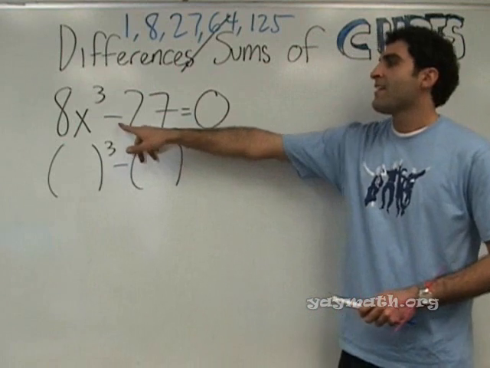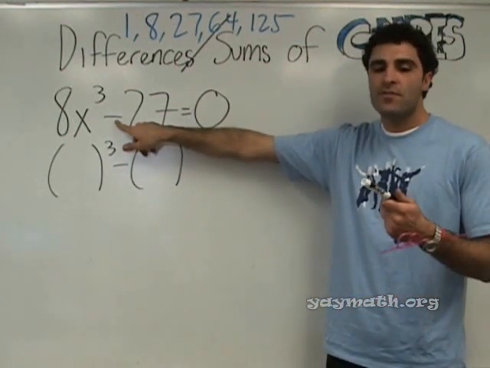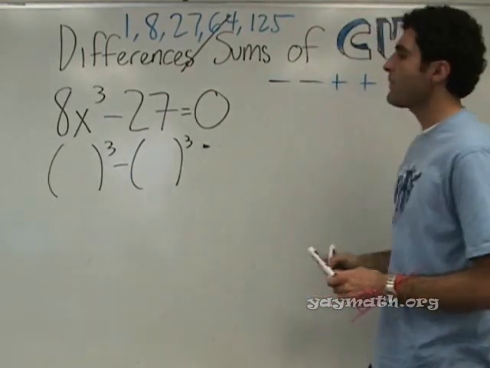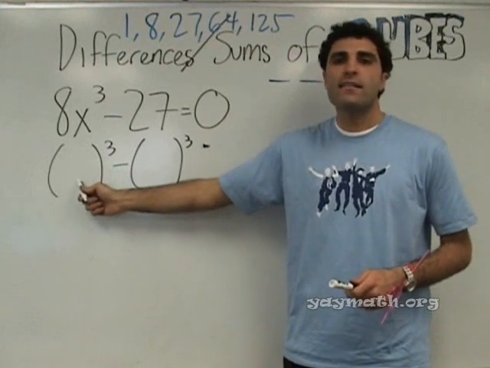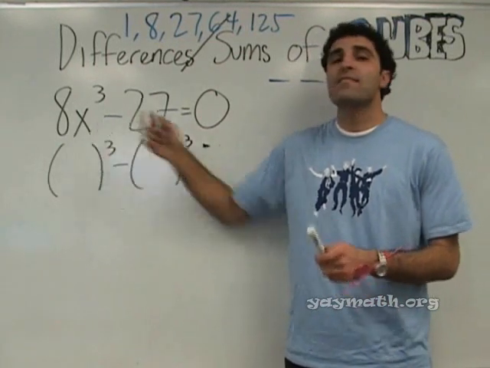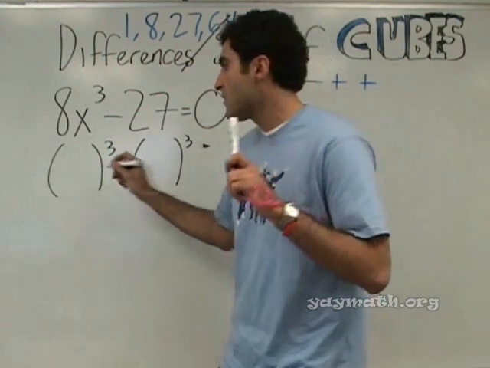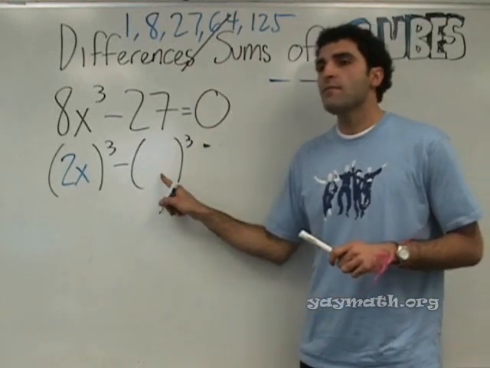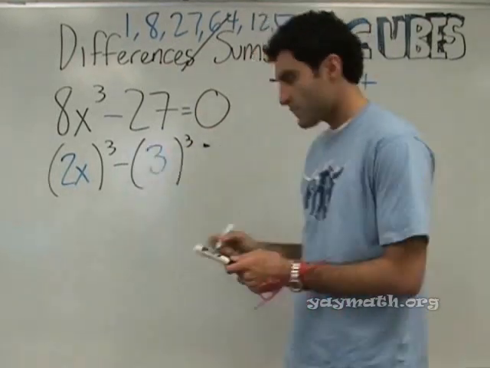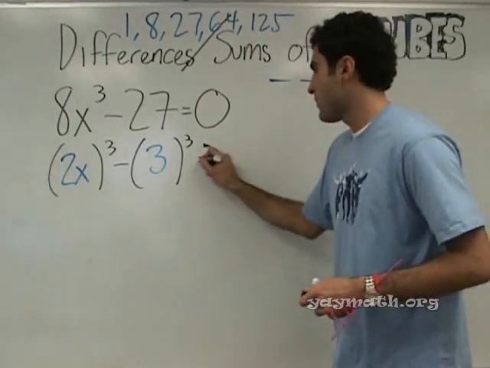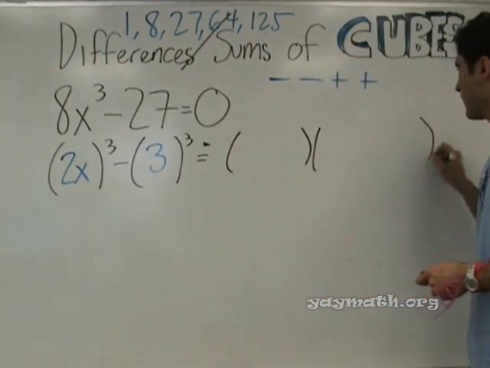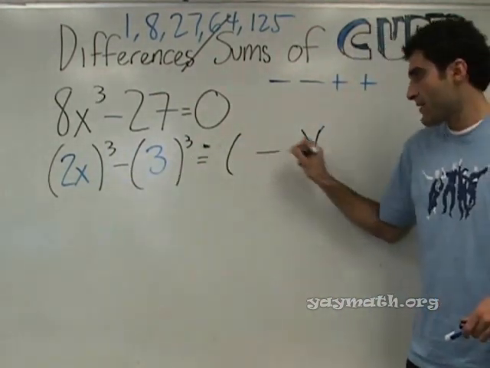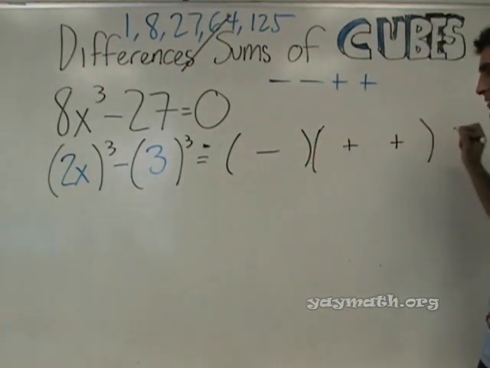Okay, time in. What is the sign string if it's a difference of cubes? Plus. Okay. And what is the first term? What times itself 3 times is 8x cubed? 2x, right? What times itself is 27? 3 times 3. Okay. And now we put in our parentheses. Minus, what goes here? Minus. What goes here and here? Plus, plus. Okay.